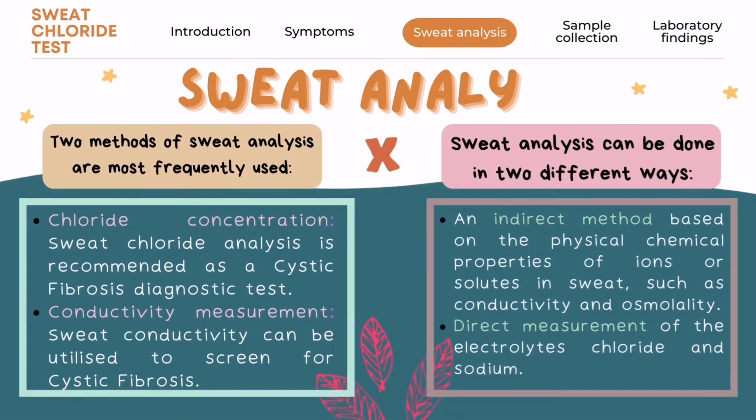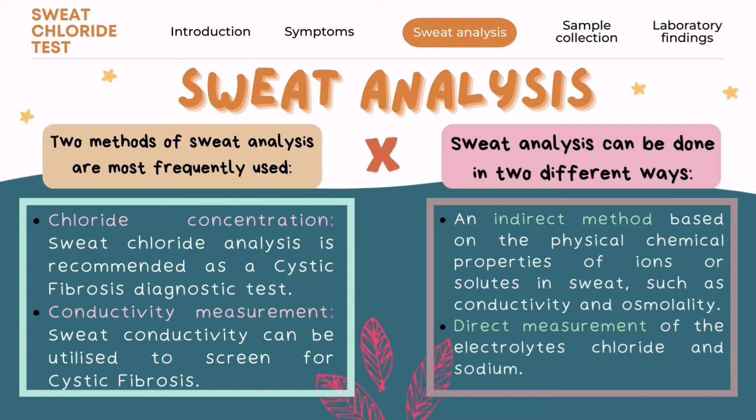For sweat analysis, there are two methods that are most frequently used. First is chloride concentration, where sweat chloride analysis is recommended as a cystic fibrosis diagnostic test. Second is conductivity measurement, where sweat conductivity can be utilized to screen for cystic fibrosis. The conductivity sweat test is a simpler sweat test method that eliminates the weighing and dilution steps and also reduces the risk of sample evaporation.